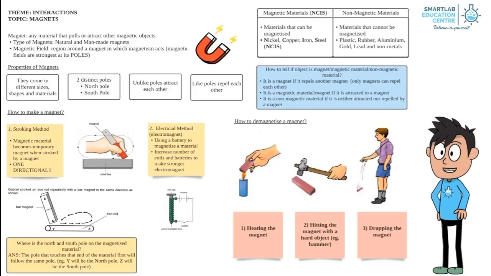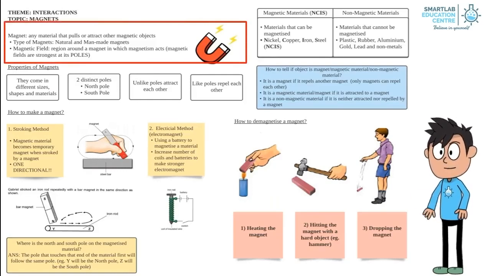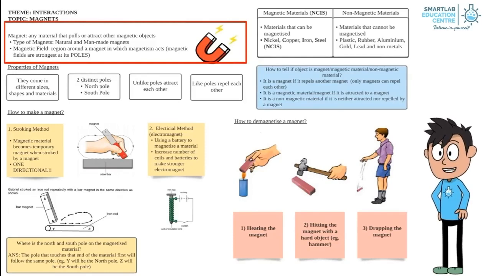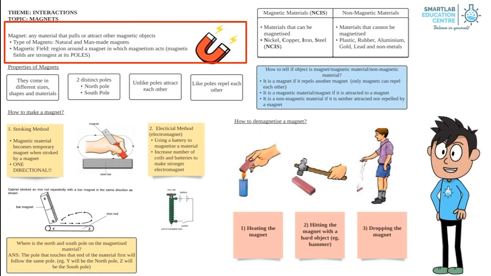Now let us recap what we have learned today. Definition of magnet. A magnet is any material that pulls or attracts other magnetic objects, such as paper clips and nails. There are two types of magnets: natural magnets and man-made magnets. Magnetic field refers to the region around a magnet in which magnetism acts.